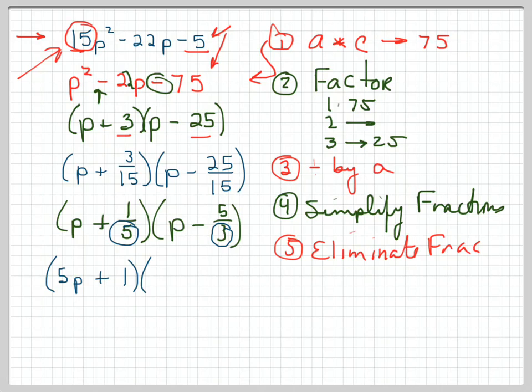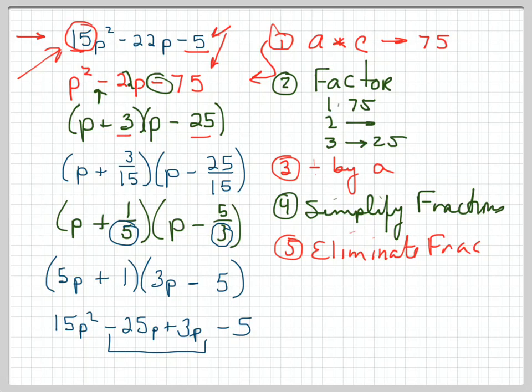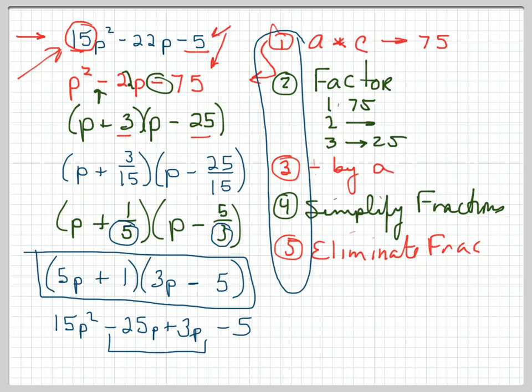This fraction has a denominator of 3. I want to get rid of it, so I take 5/3 times 3, which is just 5, and I take the p times 3. And I keep the minus sign. And there again, if I were to recheck this, first terms, 5p times 3p. Outside is negative 25p. The 1 times 3 is plus 3p, so there's that negative 22 in the middle. And 1 times negative 5 is negative 5. So I didn't have to do a whole lot of thinking in this problem other than I have to follow these 5 steps. And it'll work out every single time.